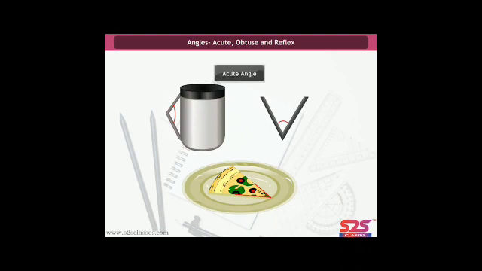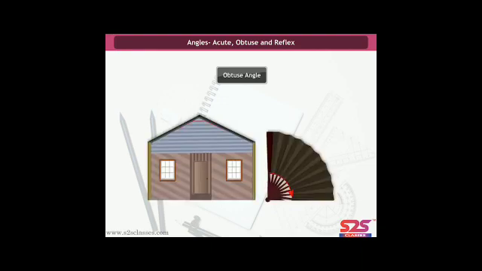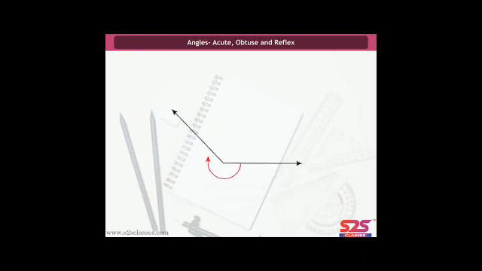Such angles are called acute angles. Also, there are angles which are greater than a right angle, but smaller than a straight angle. Such angles are called obtuse angles. For example, a rooftop, a Chinese fan, etc. An angle which is greater than a straight angle and less than a complete angle is known as a reflex angle.